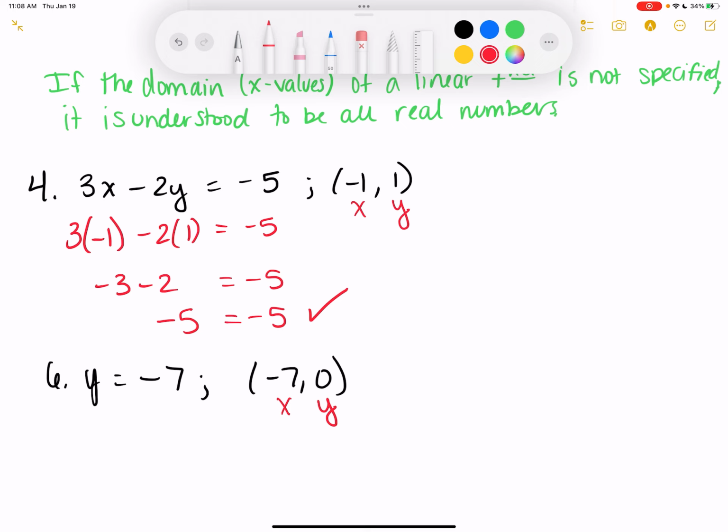So I replace y with 0, so 0 is equal to -7. Well, obviously that's not true. So I just put an X to indicate no solution, or not a solution.